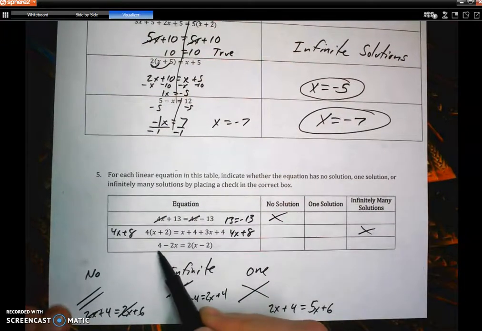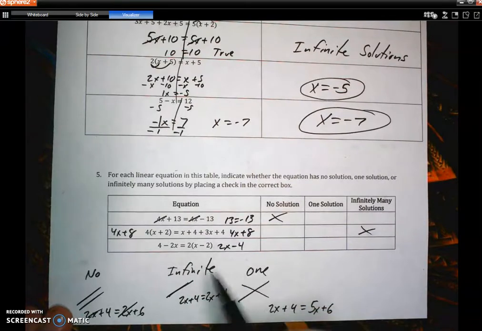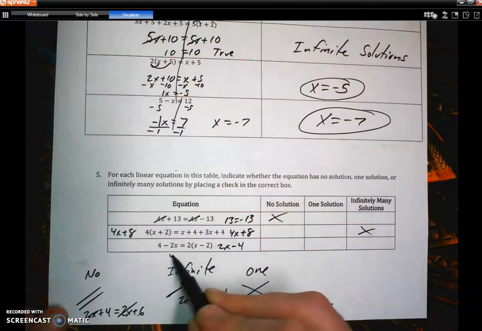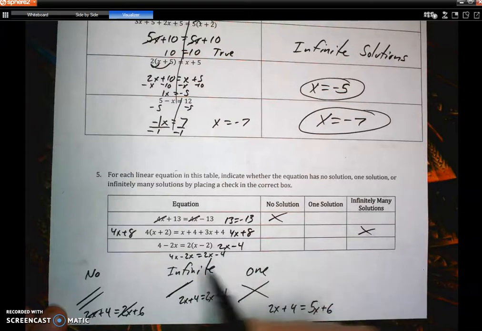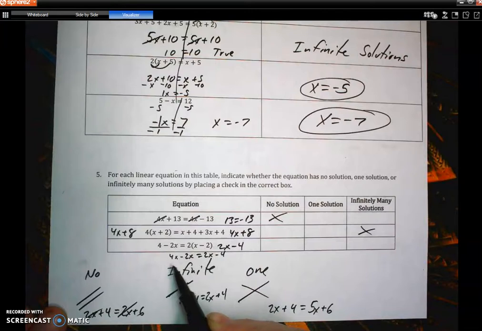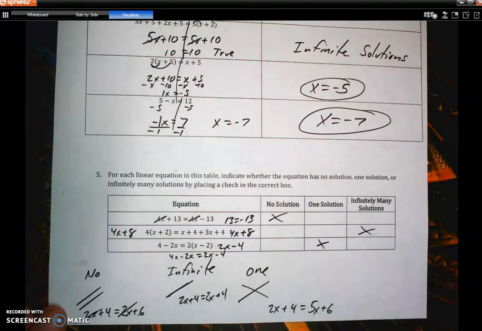And then right here, 4 minus 2x equals 2x minus 4. They might look the same. 4x minus 2x equals 2x minus 4. But actually they're not. If I add 2x and I add 4, you're going to get 4x equals 8, x equals 2. That's going to be one solution there. Because they actually don't match.